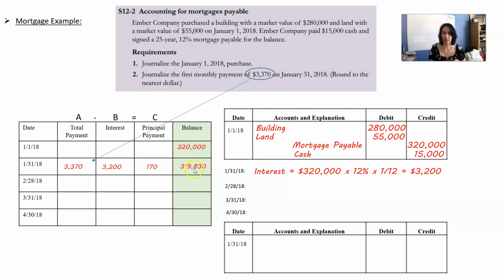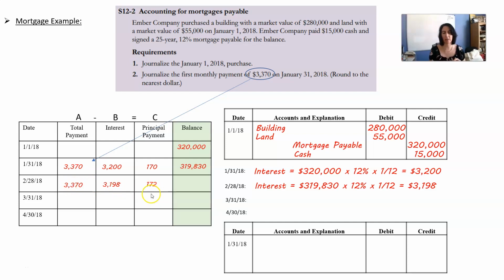Let's look at the next month. Well, next month your interest is always being calculated off of the current balance, right? So the $3,370 payment stays the same. But let's calculate the interest piece. The interest is $319,830, the current balance of the loan, times 12% times 1/12, which is $3,198. So our interest payment is $3,198. So of the $3,370 payment, $3,198 is interest.